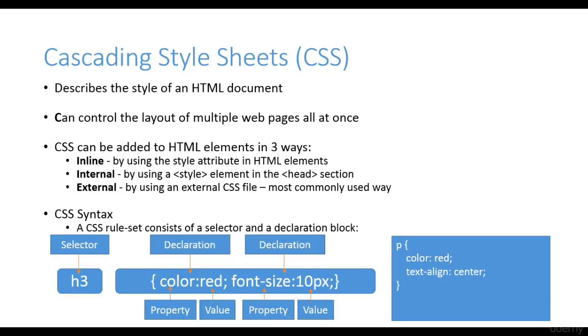Now let us look at the syntax of CSS. A CSS rule set consists of a selector and a declaration block. The selector points to the HTML element you want to style, and the declaration block contains one or more declarations separated by semicolons. Each declaration includes a CSS property name and a value, and they are separated by a colon character. A CSS declaration always ends with a semicolon, and the declaration blocks are surrounded by curly braces. In the example at the right of the slide, all P elements in HTML will be center aligned with a red text color.